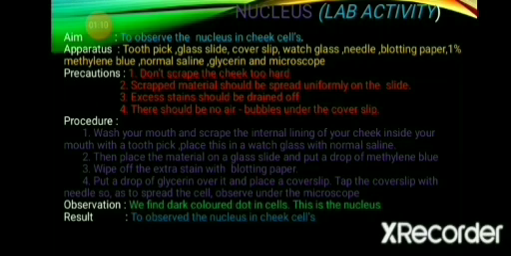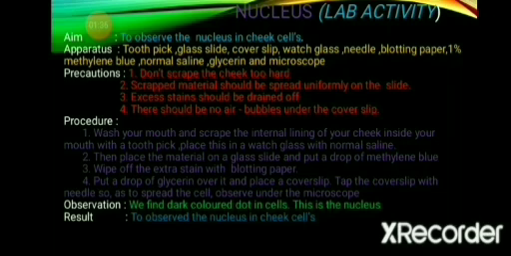Next, procedure. Wash your mouth and scrape the internal lining of your cheek inside your mouth with a toothpick. Place this in a watch glass with normal saline. Then place the material on a glass slide and put a drop of methylene blue.